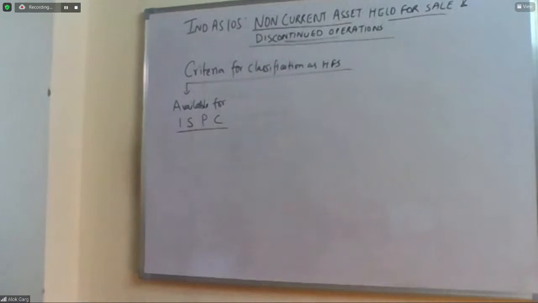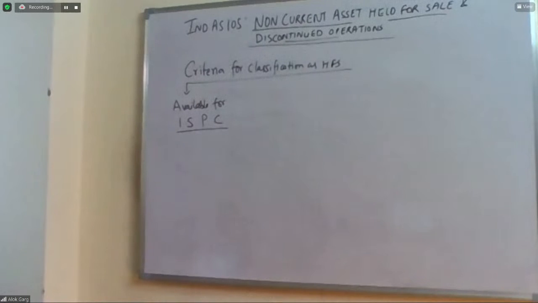Ambika, now you will understand when an item will be classified as held for sale. Okay. So, criteria for classification as held for sale. When property, plant and equipment will be classified as held for sale, the first criterion is it is available for immediate sale in present condition. My dear friends, please remember these words: immediate sale in present condition.